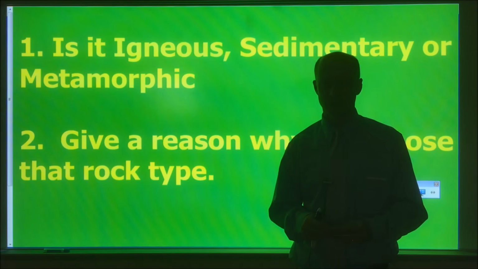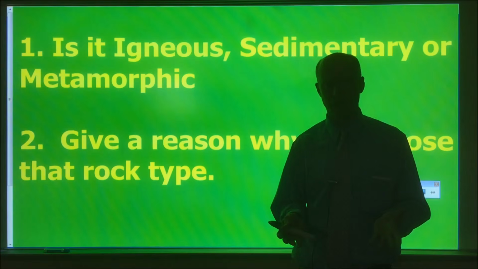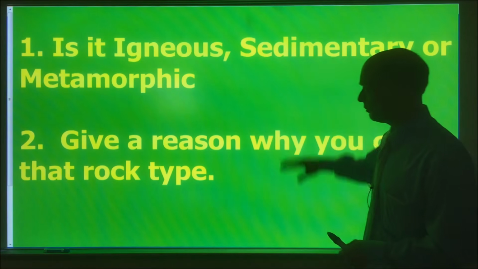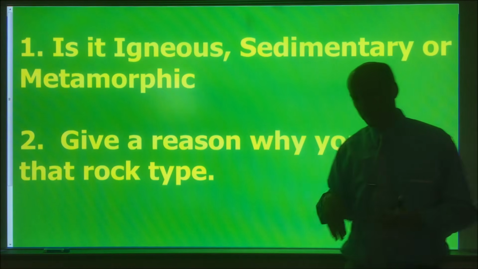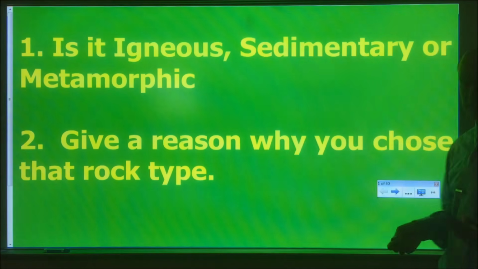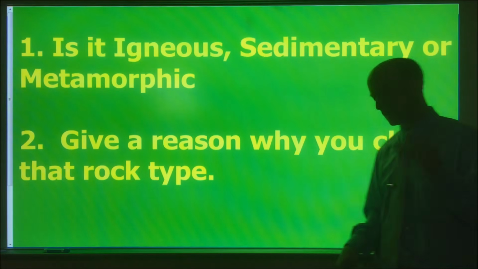I'm doing a quick rock review, and this is mainly geared towards the New York State Earth Science Regents, the Part D, or what's called the Lab Practical. What you really want to say is igneous, sedimentary, or metamorphic, and give a reason why you chose that type based on an observable characteristic of that rock.